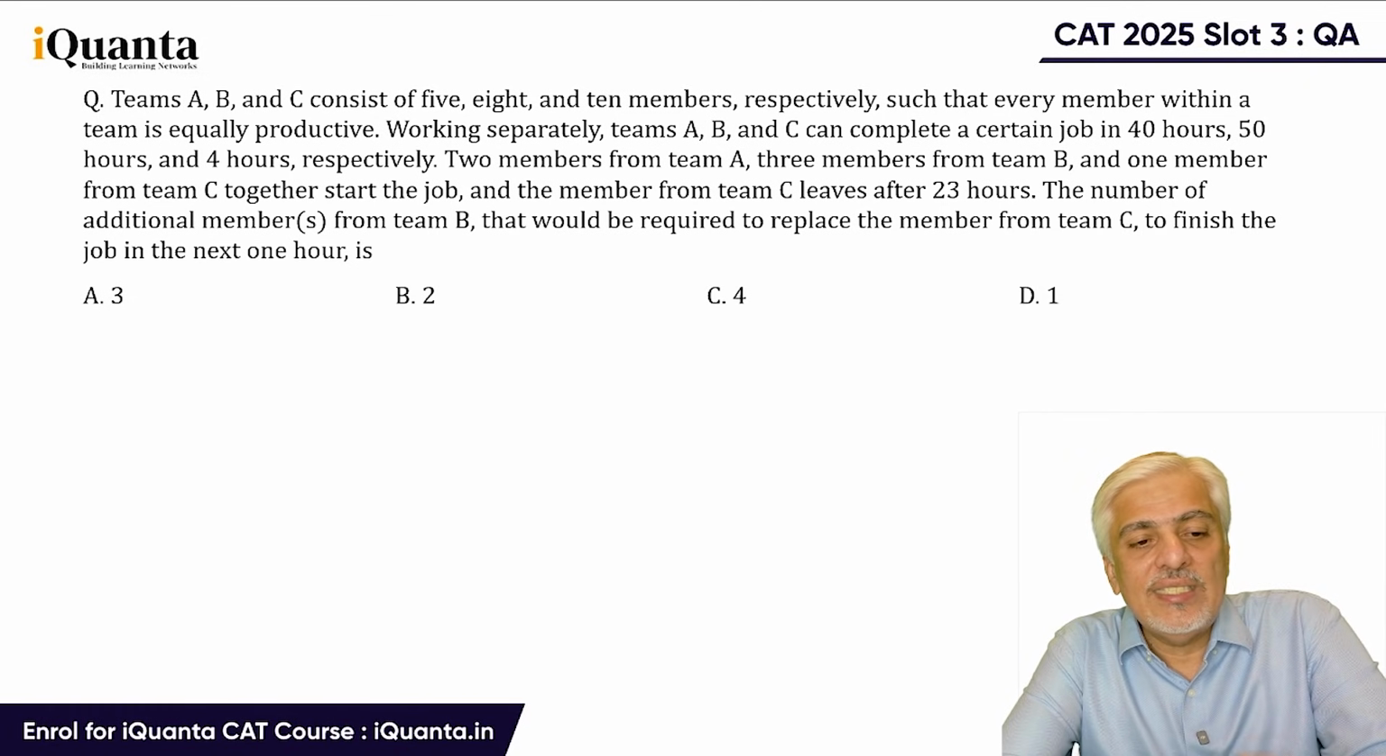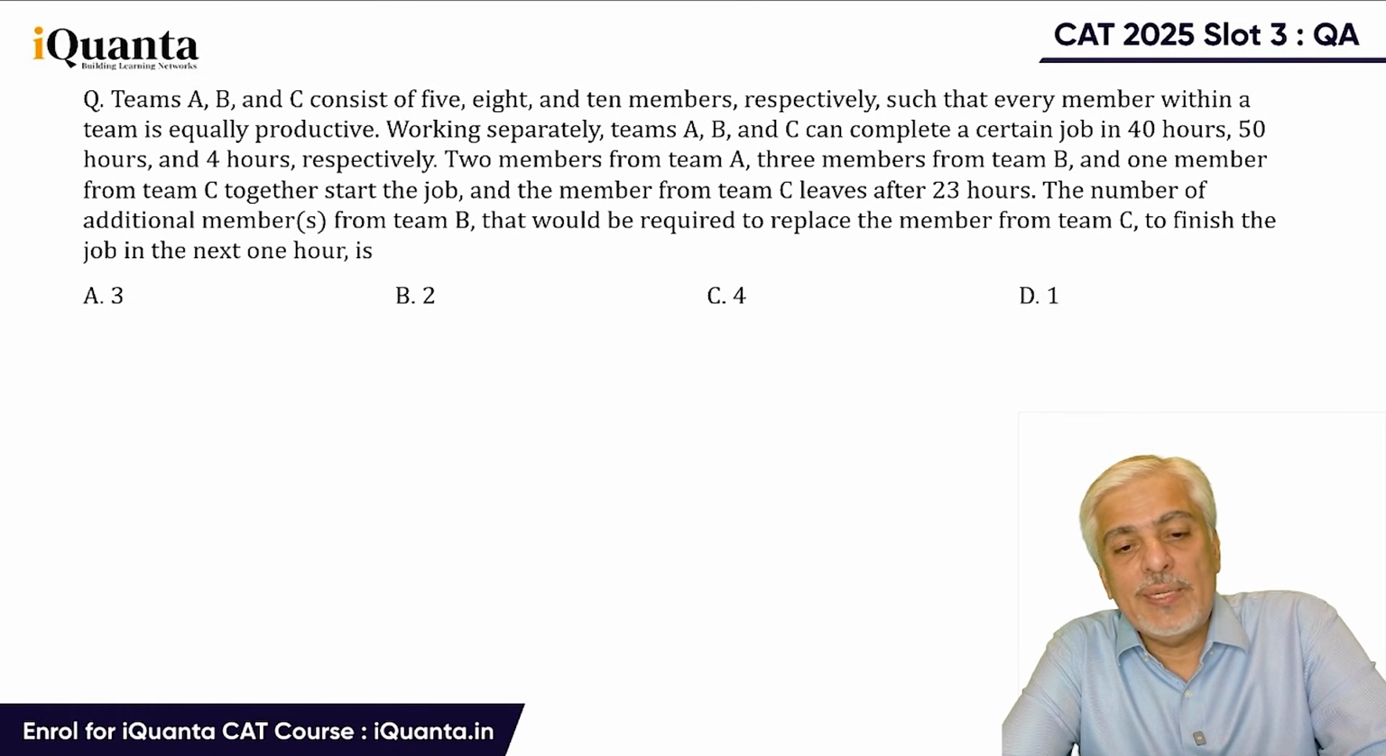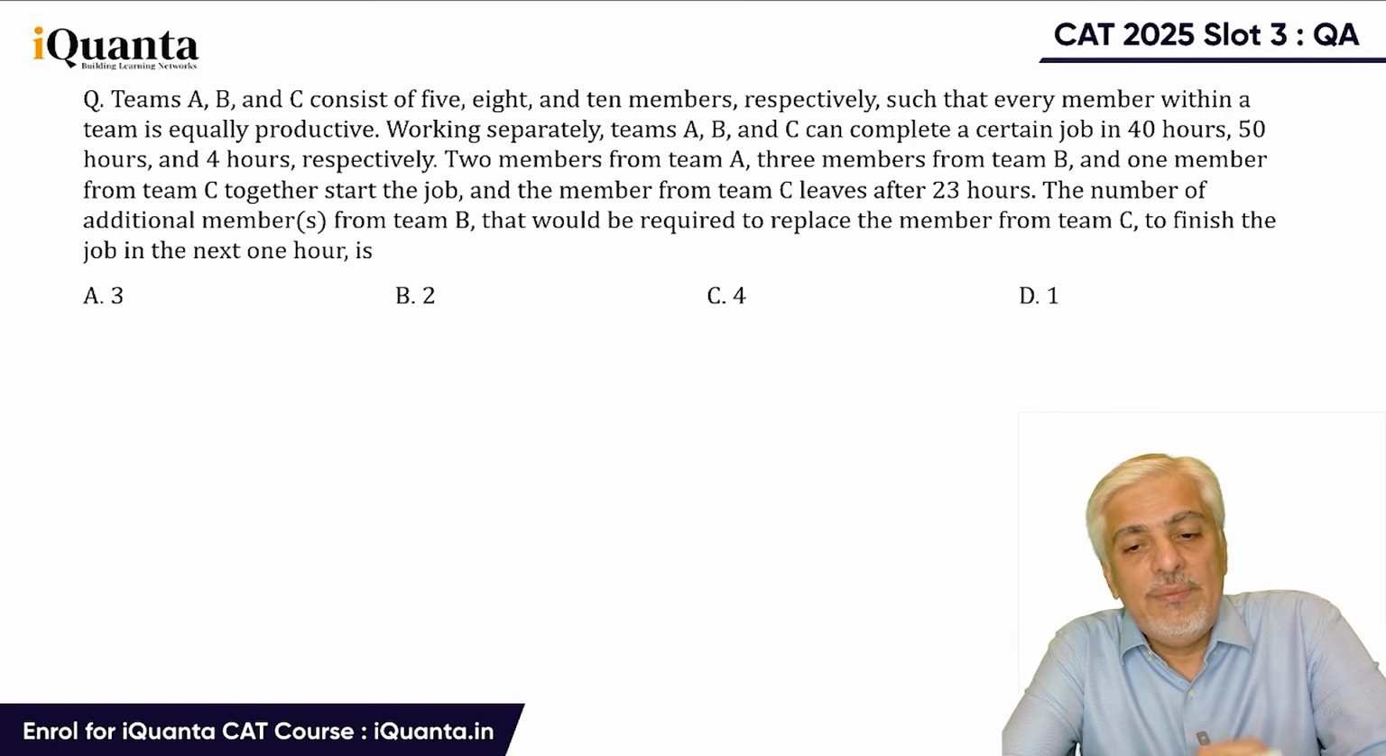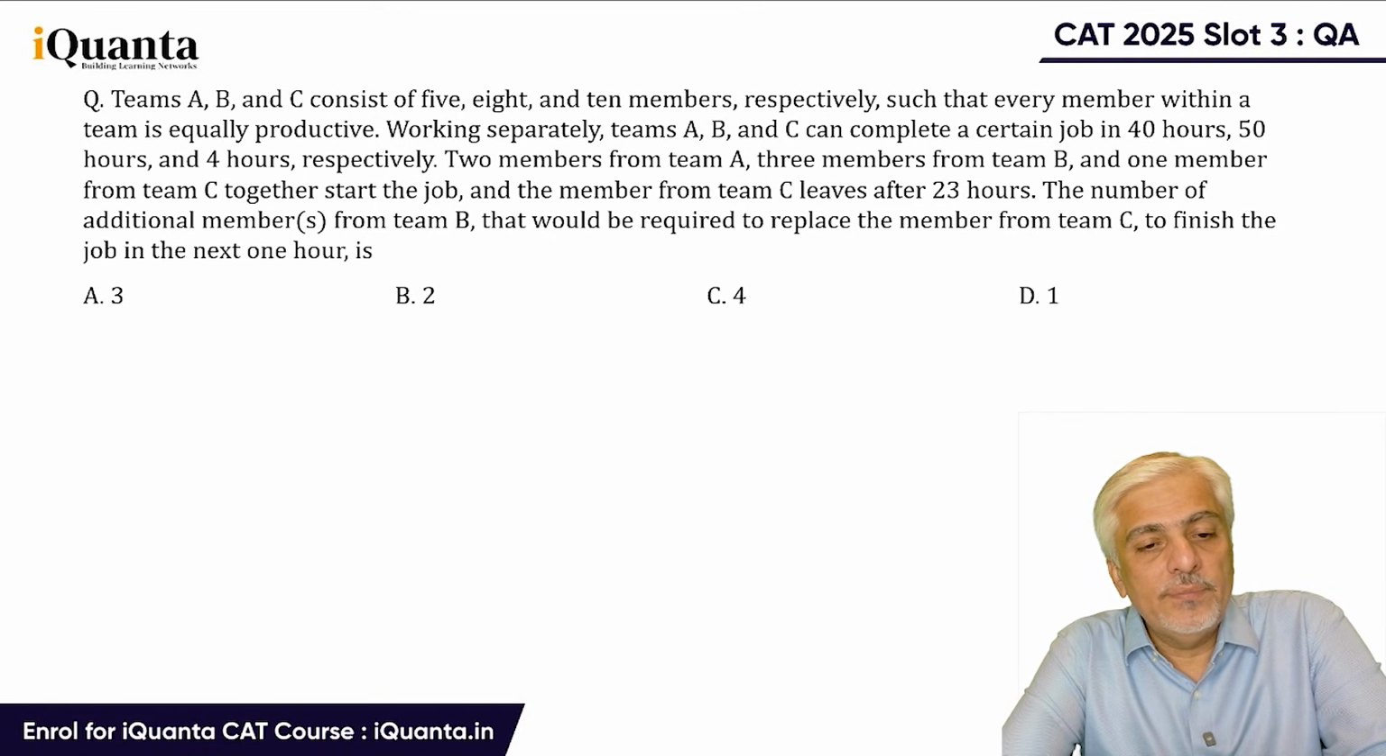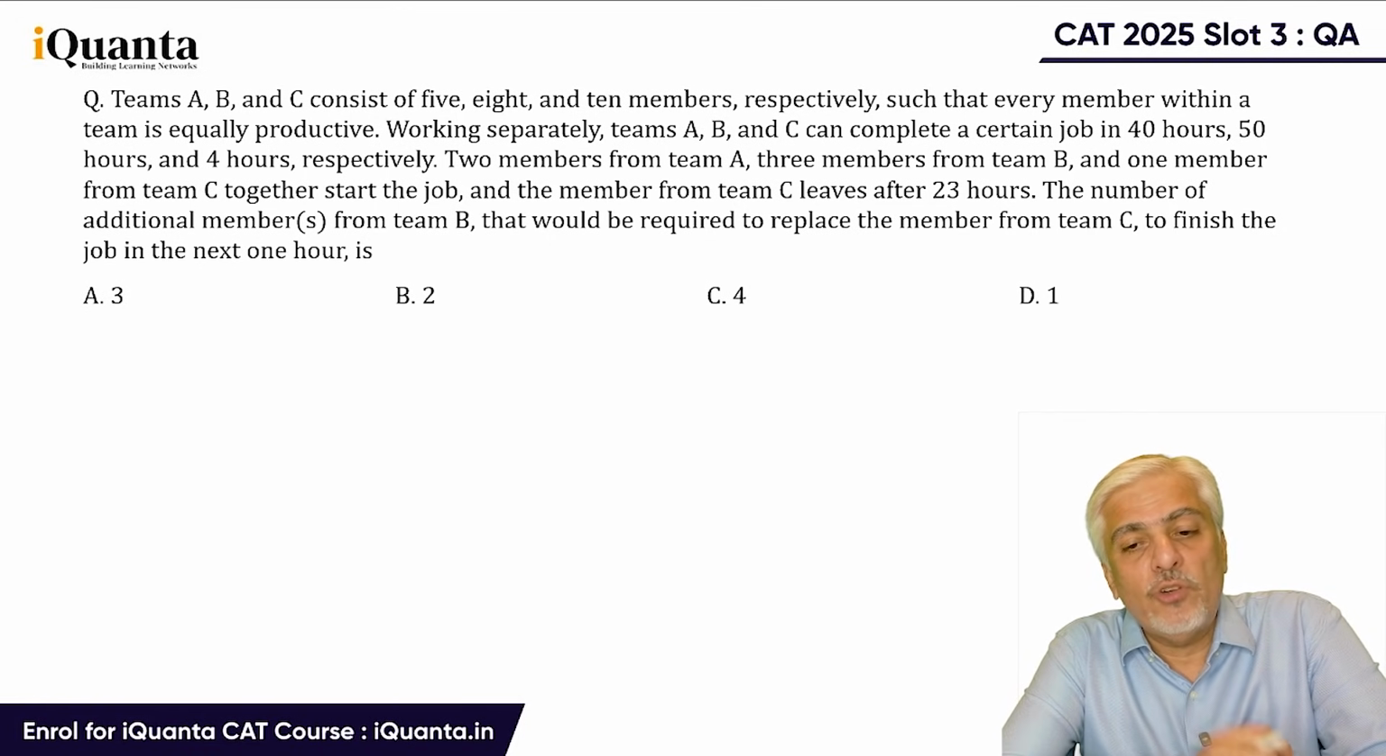Teams A, B, C consist of 5, 8 and 10 members respectively, so that every team member within a team is equally productive. That means all A's have the same hardworking or the same efficiency, all B's have the same efficiency, and all C's have the same efficiency. Okay. Working separately, team A, B, C can complete a job in 40 hours, 50 hours and 4 hours respectively.